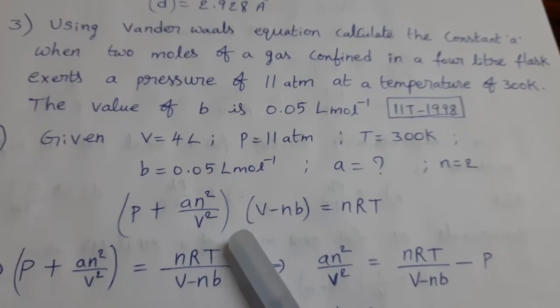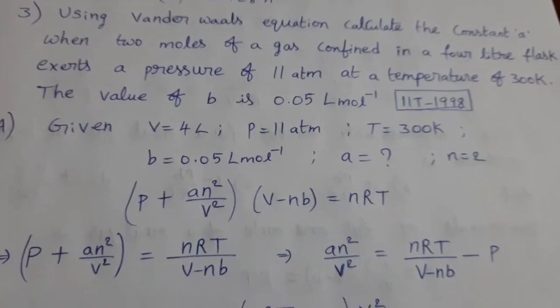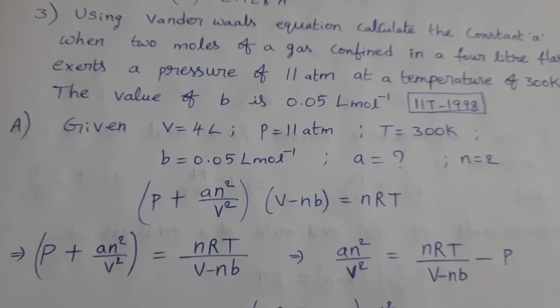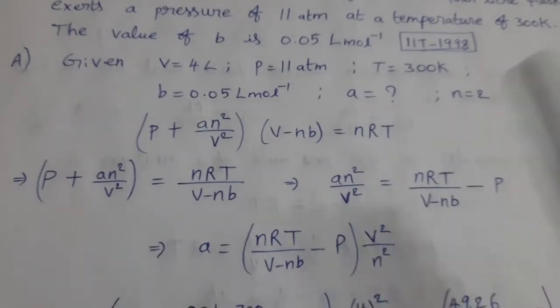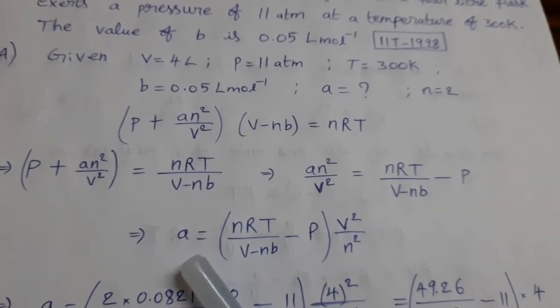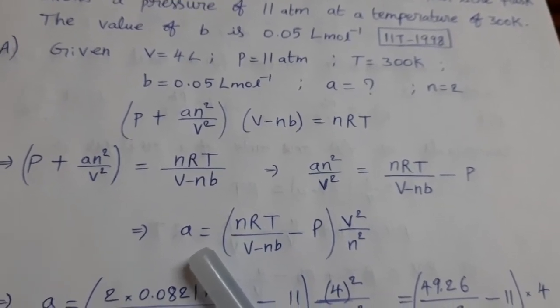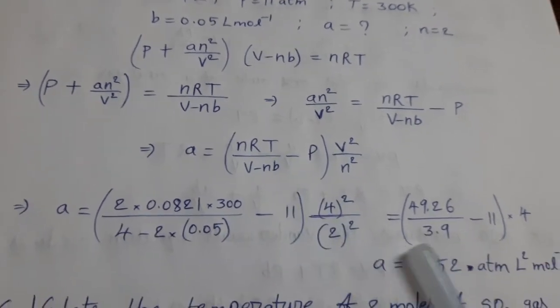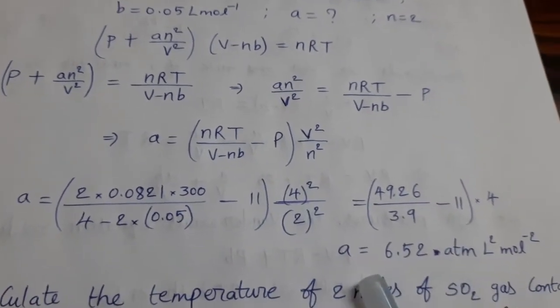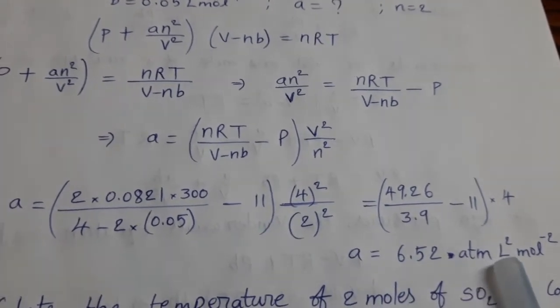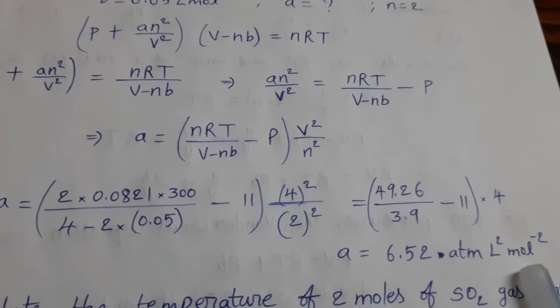So this is van der Waals equation of state. P plus a n square by V square into V minus nb equal to nRT. From this we want a. So write constant a on one side, remaining all the terms on the other side, and then substitute the values. After calculation we can get a equal to 6.52 atmosphere liter square mole power minus 2.